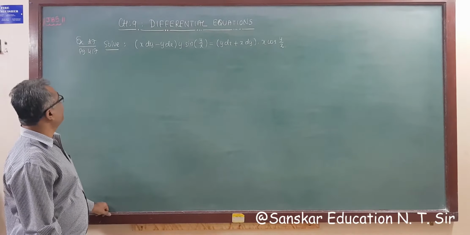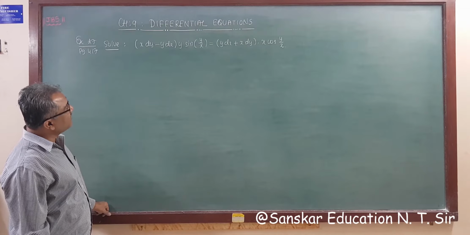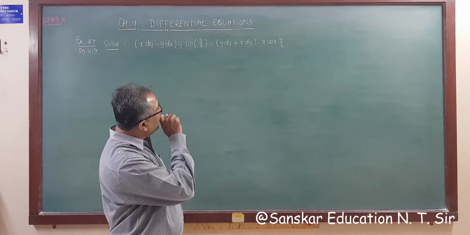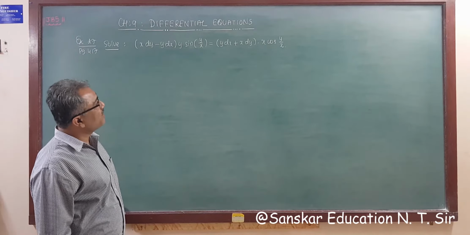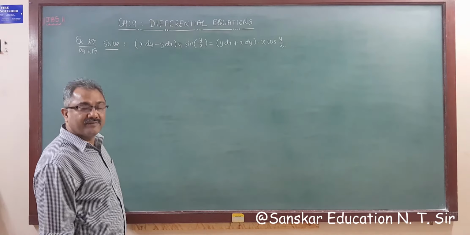Question example 27, page 417. Solve x dy minus y dx into y sin y by x is equal to x dy, x y dx plus x dy into x cos y by x. So this is the given function.